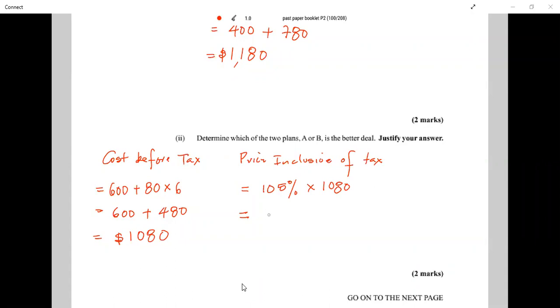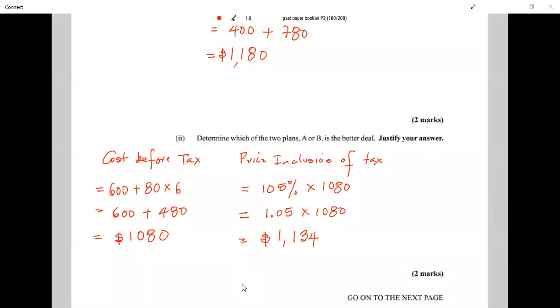105% is 1.05 times 1080. So the price inclusive of the 5% tax is 1080 times 1.05. So the price inclusive is $1,134. So the plan that seems to be better is Plan A.